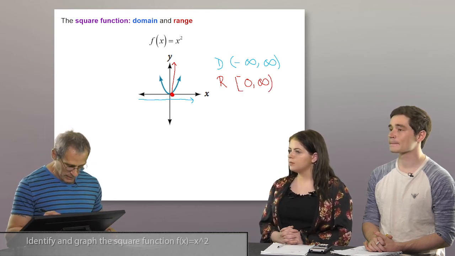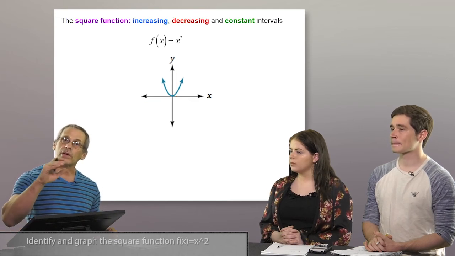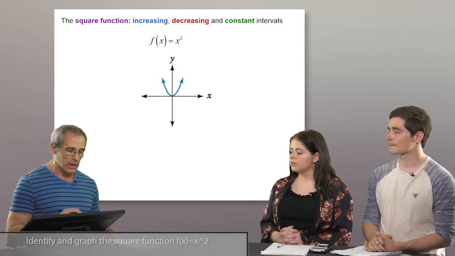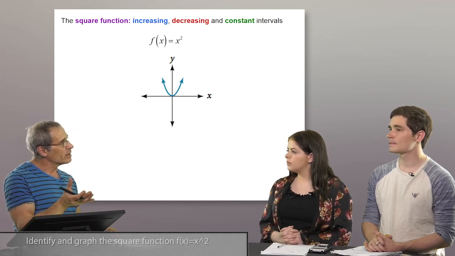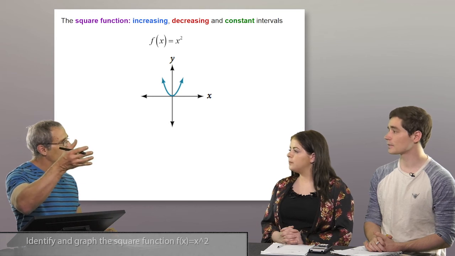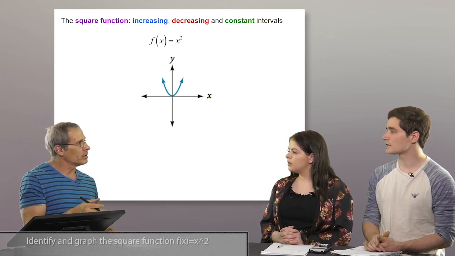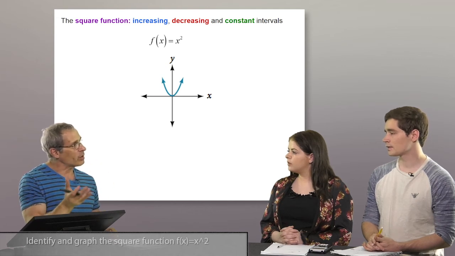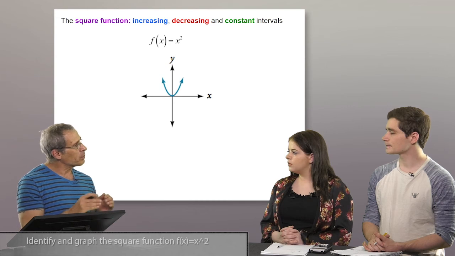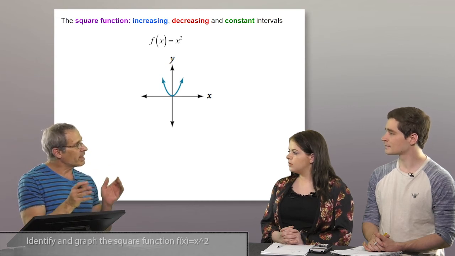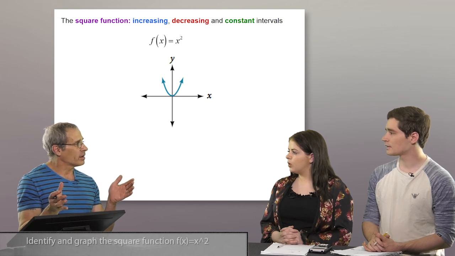Lastly, we have to decide the intervals where the function is increasing, decreasing, or constant. Now, for increasing functions, where the inputs increase, the outputs increase, so the graph goes up. And for decreasing intervals, where the inputs increase, the outputs decrease, and so the graph would go down. And lastly, for constant intervals, when the inputs increase, the outputs stay the same, and the graph would look like a horizontal line.